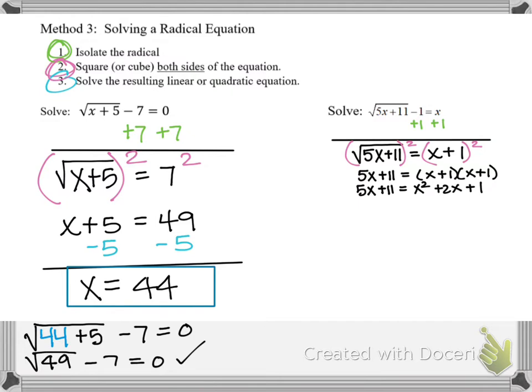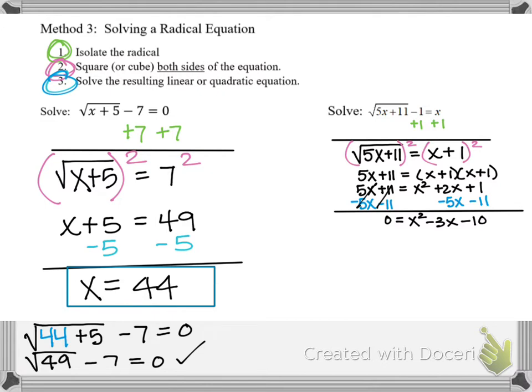Now I have a resulting quadratic equation because I see my x term has a squared power. It's a degree 2. So this is when I want to set one side of the equation equal to 0. So I'm going to solve the quadratic equation by subtracting 5x from both sides and also by subtracting 11 from both sides. So the left side is 0, and then that equals x squared minus 3x minus 10.